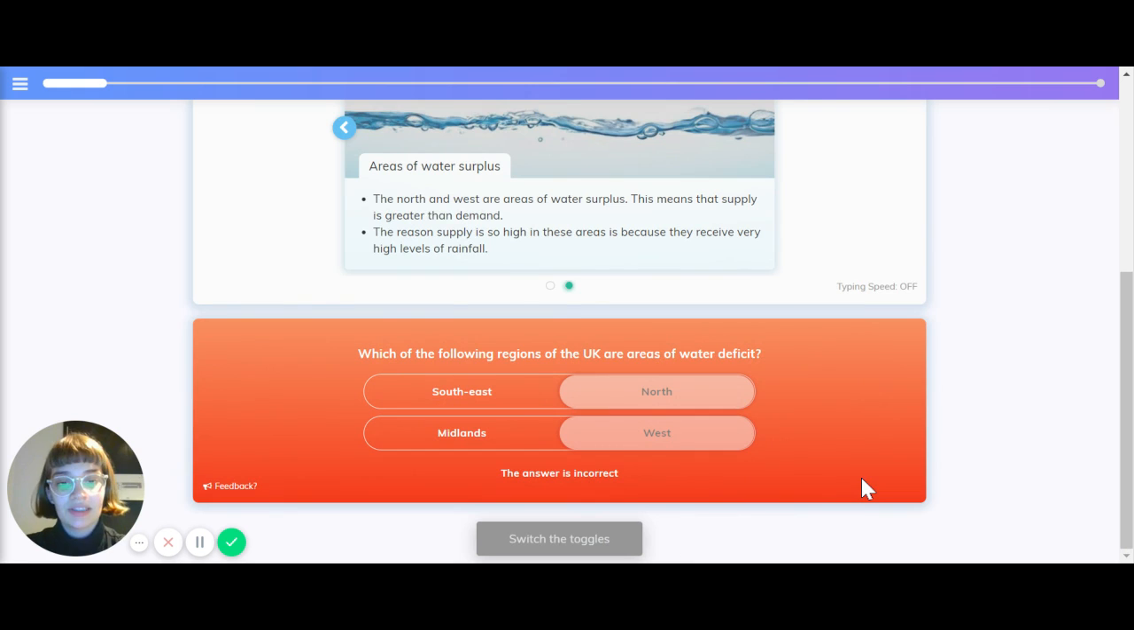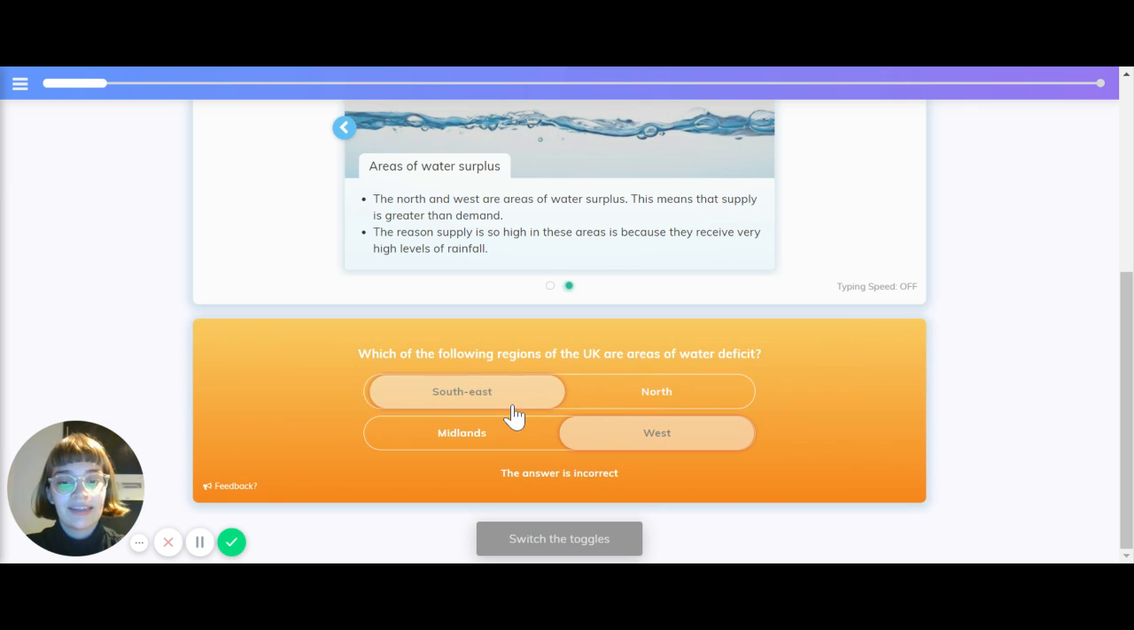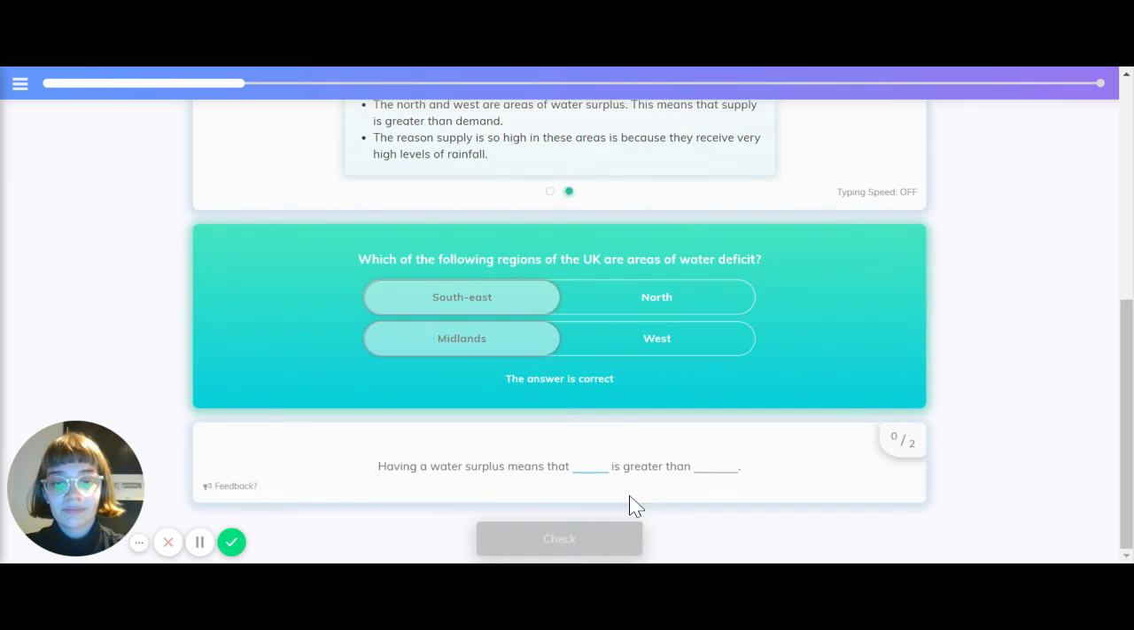So which of the following regions of the UK are areas of water deficit? Are they the South East or the North? It's the South East. And the Midlands or the West? It's the Midlands. Having a water surplus means that supply is greater than demand.